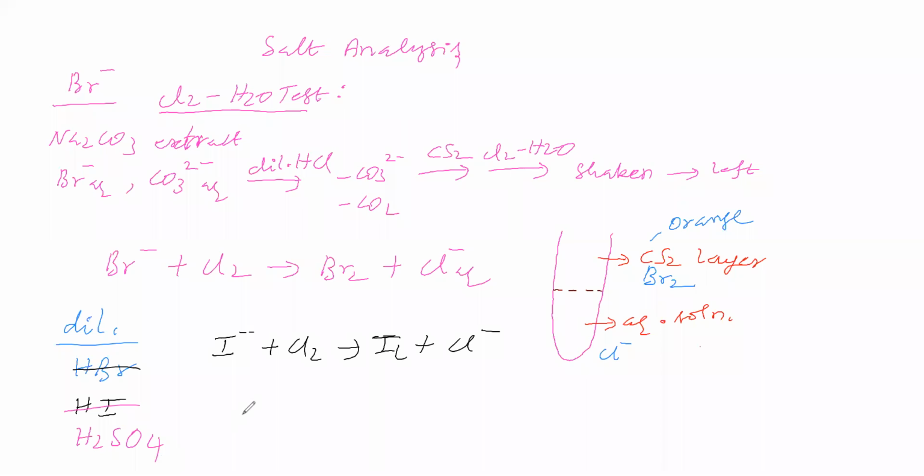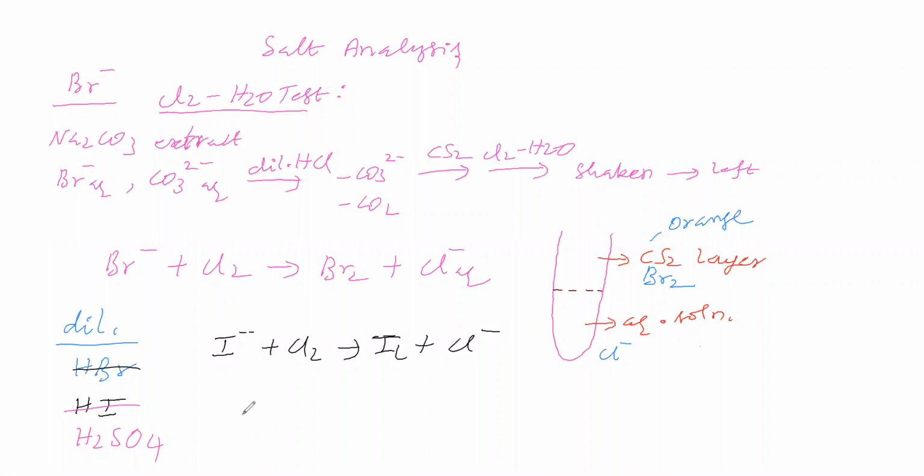Will it affect in any way? That point we have to see. Dilute sulfuric acid in the sense, what will happen? Carbonate becomes carbon dioxide. Okay. Then the sulfate part is not reacting anywhere. So we may use dilute sulfuric acid.